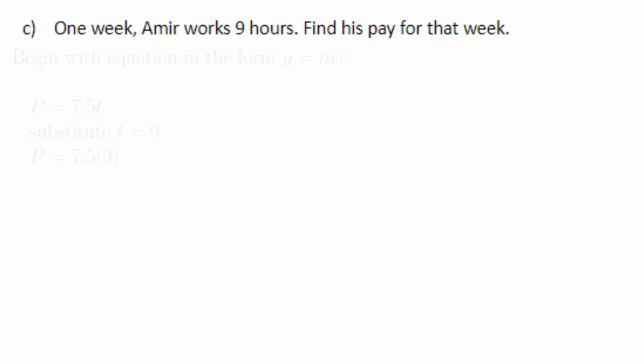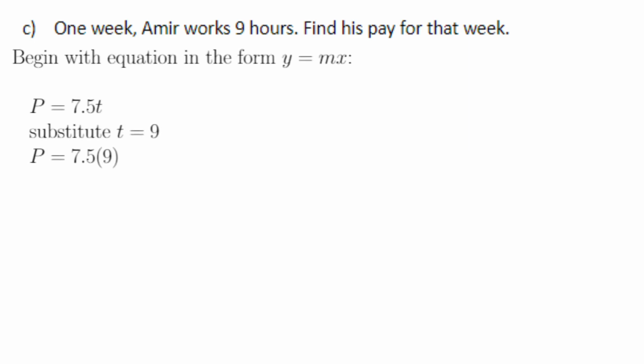So his pay for that week is that we're given that he works 9 hours, and we have our equation of P equals 7.5T. So it is just a matter of us substituting our T value of 9 into this equation. So P equals 7.5 times 9, which is 67.5.